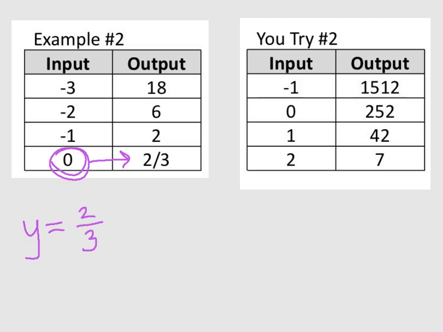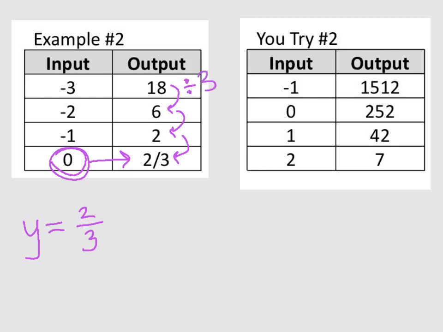Now we're looking at the output side of our table and trying to find our pattern. Again, it's either going to be multiplication or division because these are exponential tables. Well, our table at the top started with 18 and went down to 6 and then down to 2. Since these numbers are getting smaller, I know it's going to be division. And now I just need to find out what we divided by.